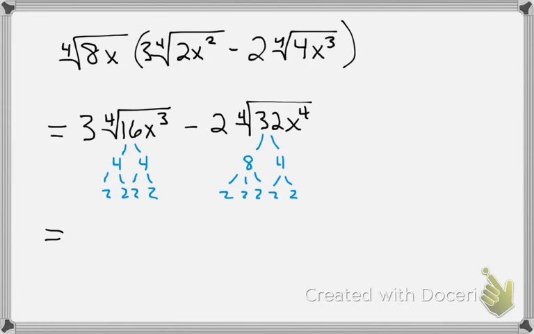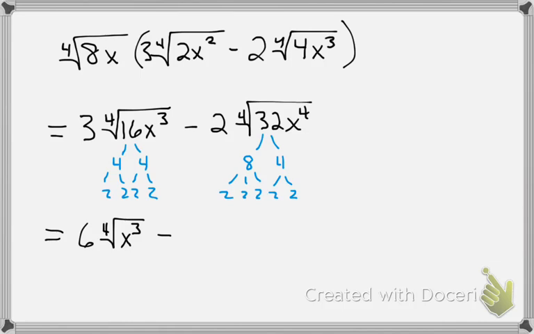All right, so here we go. Do I have fourth powers in that first one? Yes, I have 2, so I can bring it out. So I get 6 fourth root of x cubed. I don't have enough x's to come out. I need a fourth power, and I only had a third power. You guys agree?